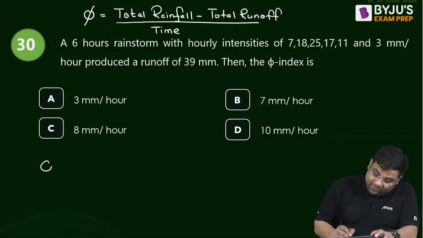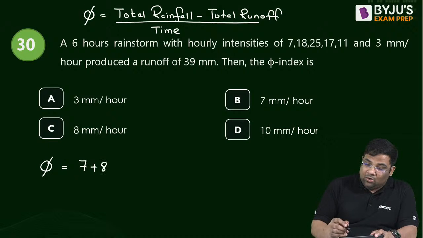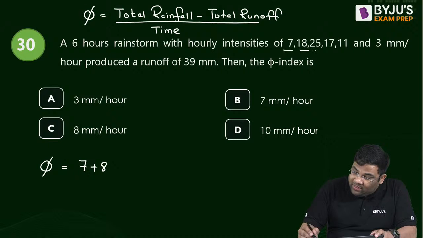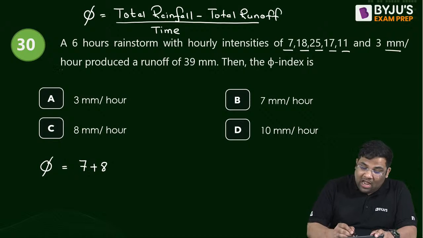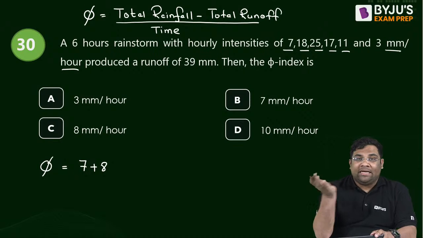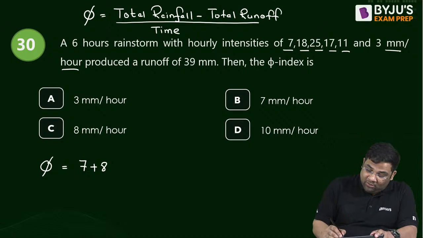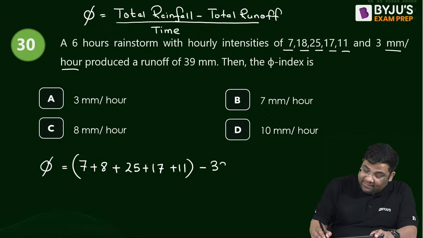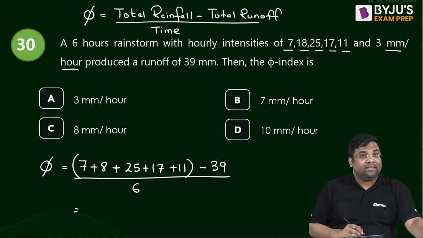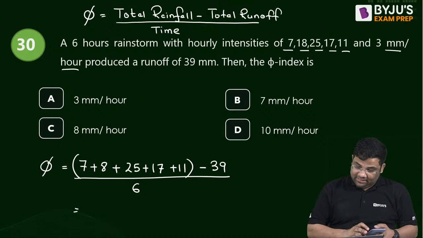So you see, when I am finding this, I'll add all the rainfall. All these are 1 hour rainfalls, in mm per hour. Total 6 hours it rained, so it is per 1 hour. So I can add all this: 7 plus 8 plus 25 plus 17 plus 11. This is the total rainfall. Minus the runoff, which is given as 39, and the total duration of rainfall is 6. So how much am I getting?